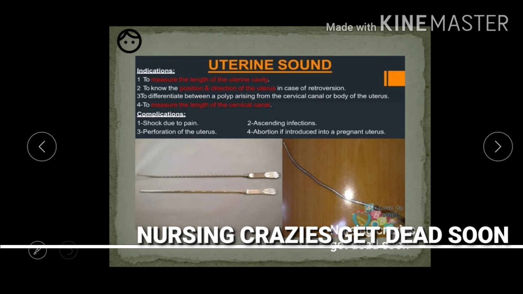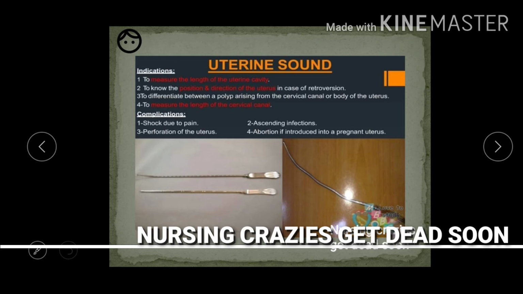Then what are the complications of excessive use of this instrument, or if an untrained person is using this instrument? So first one is shock due to pain. So if the client is having bleeding, or if trauma is caused by this instrument, that also leads to shock. Then second is ascending infection. So if we are using unsterile instruments or not using proper technique while handling these instruments, that is also the cause of ascending infections. Then third one is perforation of the uterus.